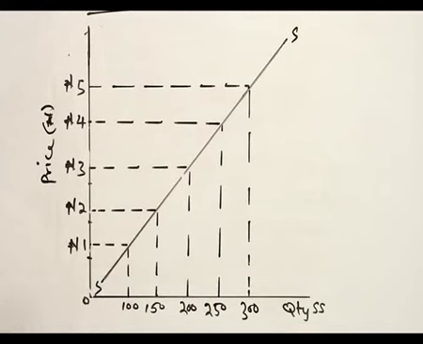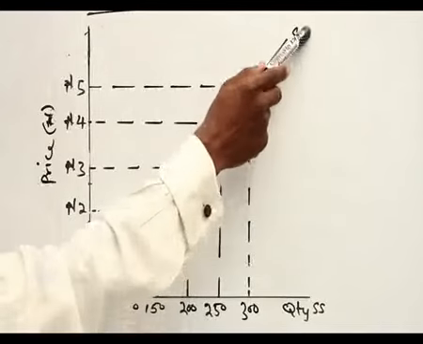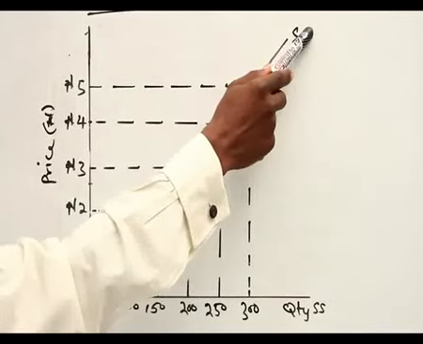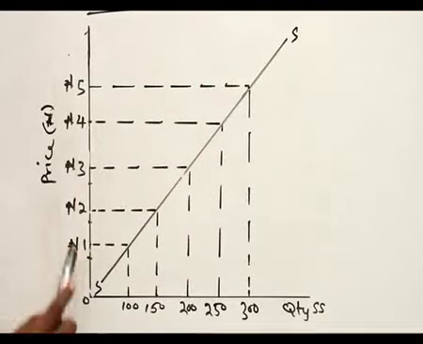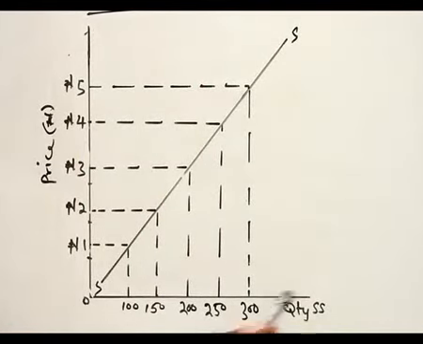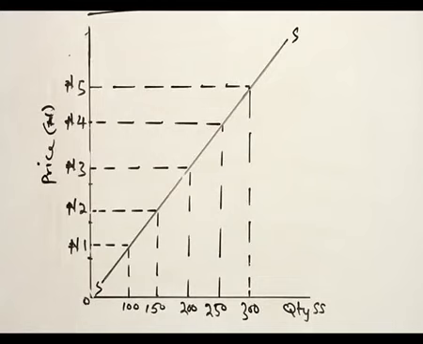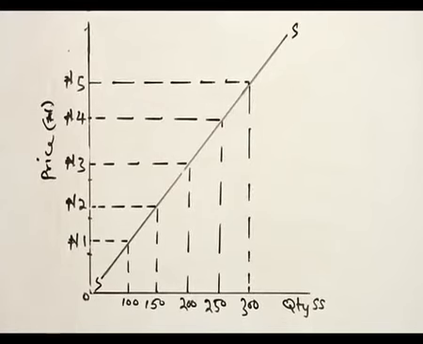From the diagram, we will observe one thing, that the slope is upward. This implies that there is a direct relationship between the price of the commodity and the quantity supplied of the commodity. So we call it a direct relationship or positive relationship. As the price is increasing, quantity supplied is also increasing.